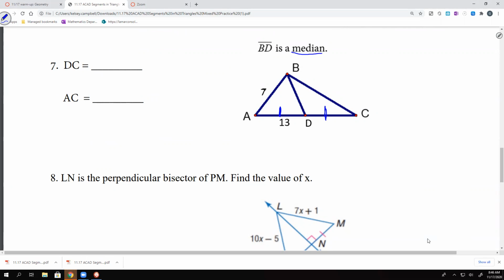Median. All right, so what's DC? 13. And then how about AC, everybody? AC is the whole thing. Right, 13 times 2. So 26. Because this one's also 13.